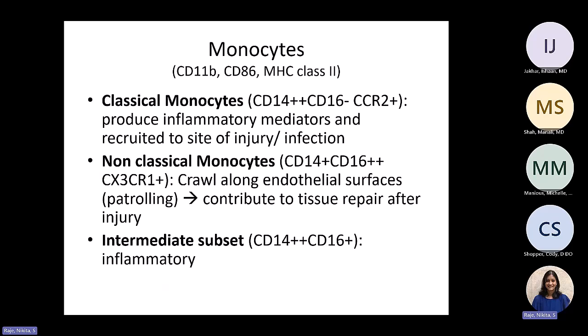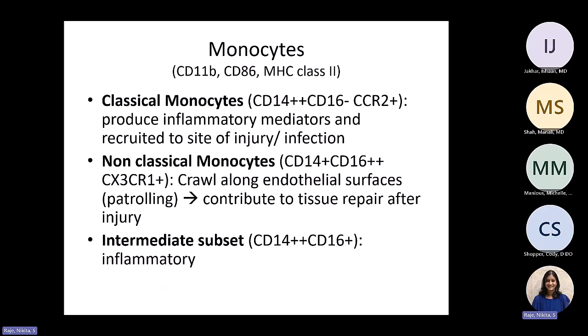There are different types of monocytes, and they are defined by their surface markers. So keeping in mind that as we move forward, we'll be talking about a lot of these surface markers, because that's how we identify these cells. Monocytes are typically identified by the CD11B marker. They also have CD86 and MHC class 2 on them.